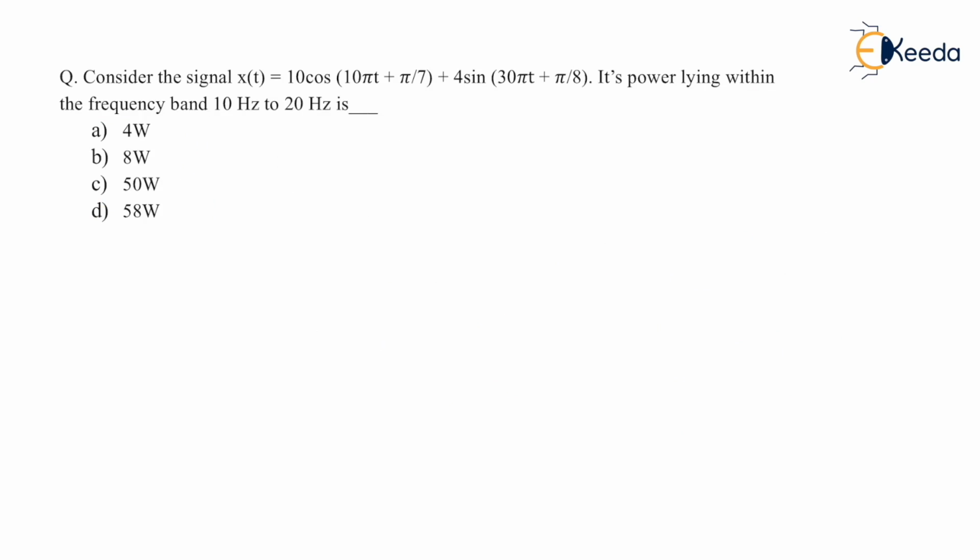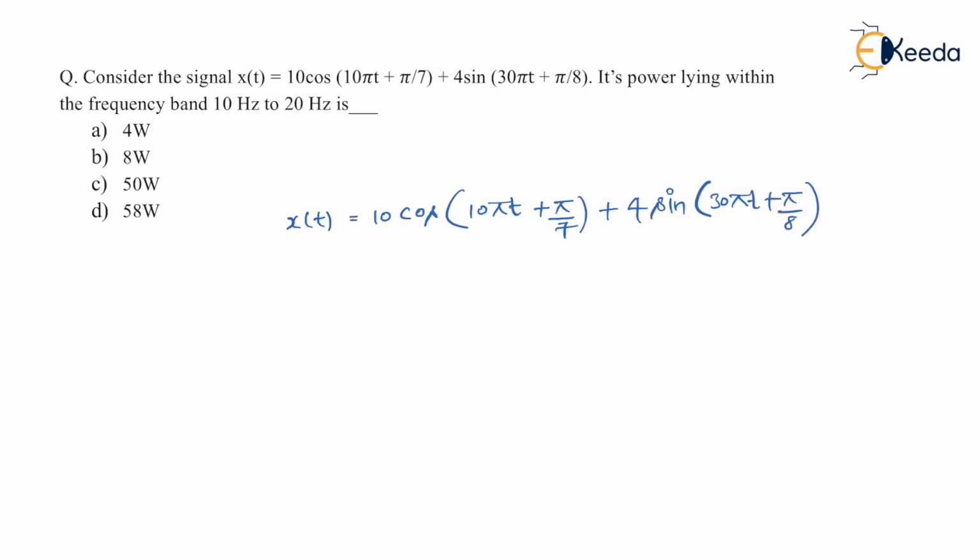Consider the signal x of t, which is 10 cos of 10 pi t plus pi by 7, plus 4 sine of 30 pi t plus pi by 8. Its power lying between the frequency band of 10 hertz to 20 hertz is. Let us try to solve this question. So I'll write x of t: it is 10 cos of 10 pi t plus pi by 7 plus 4 sine of 30 pi t plus pi by 8.